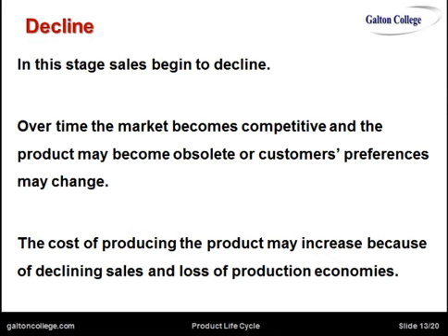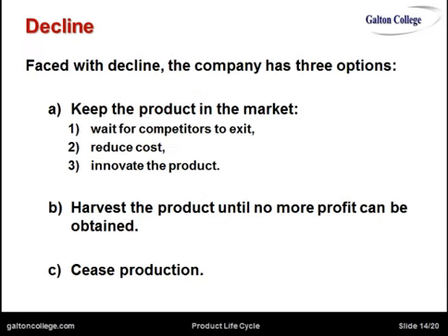Fixed costs are fixed costs. Except the fixed costs are now spread over less output. So as sales fall, costs tend to rise. Faced with decline, the company has three options. First, keep the product in the market. It may do this hoping that the competitors will leave. That's highly unlikely perhaps, but the competitors may give up and leave.